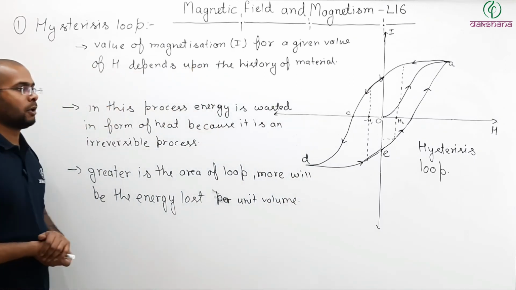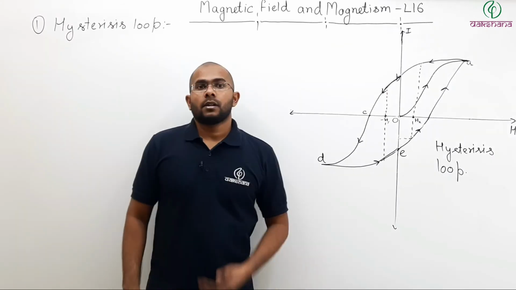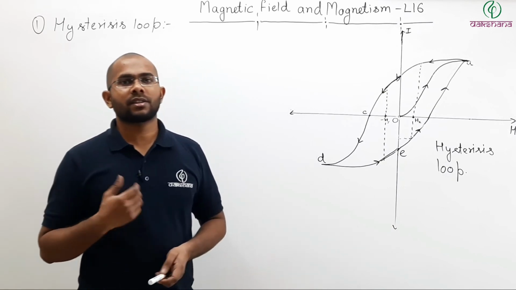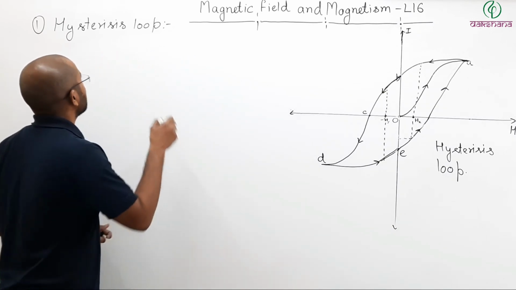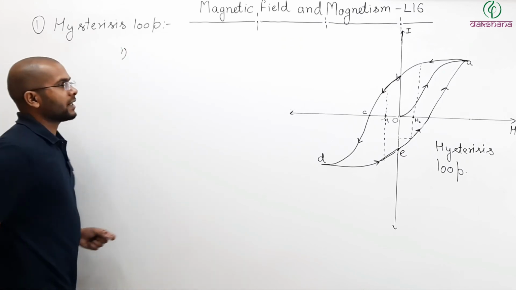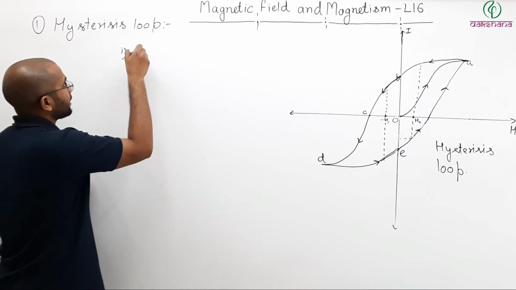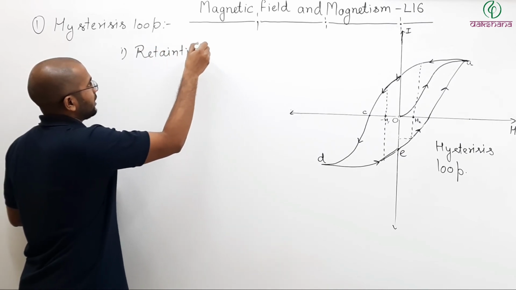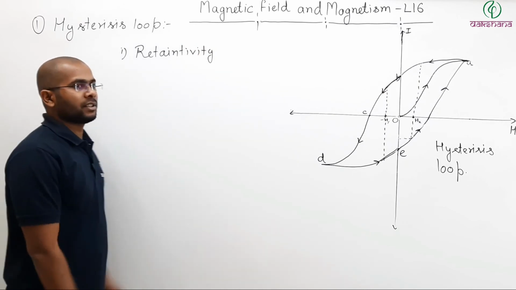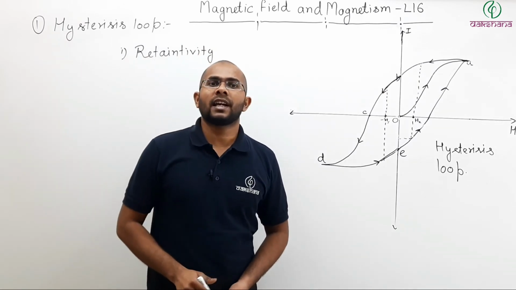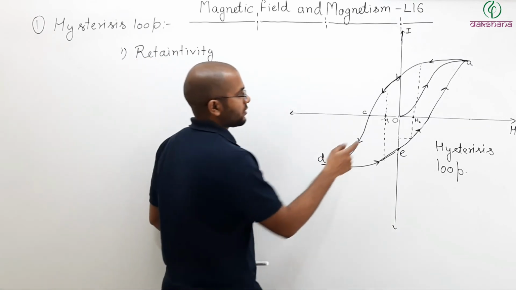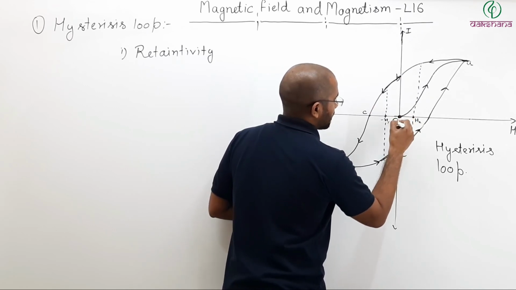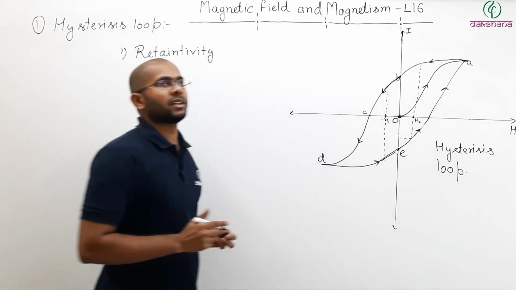Pause the video, note it down, then we will discuss a little bit more. So there are three main things that you should remember about the hysteresis loop. Number one, retentivity. What was retentivity? Retentivity was the ability of the material to remain magnetized even after the external field has been removed. That can be judged from here, from O to B. If the external field becomes zero, then also some magnetization is left.